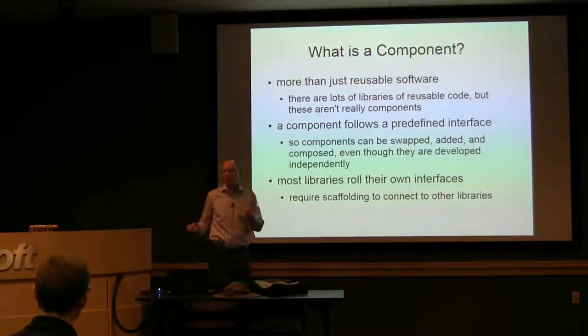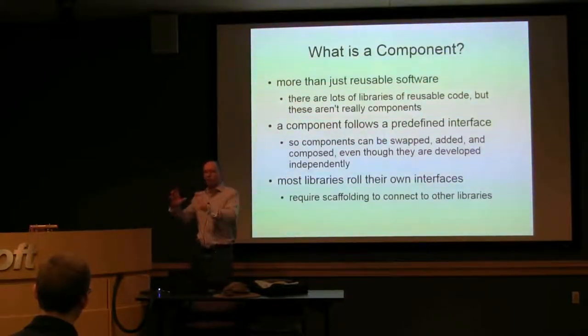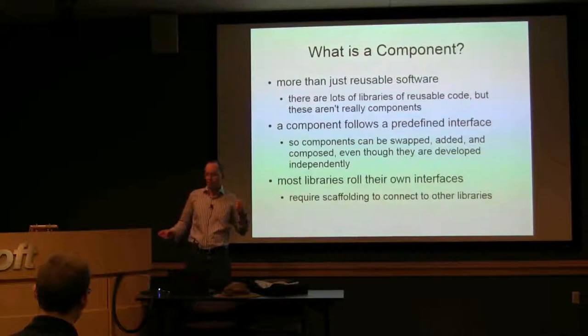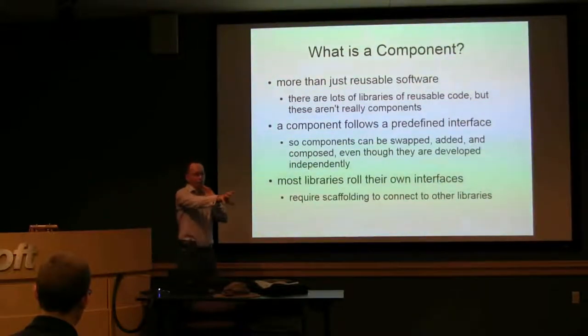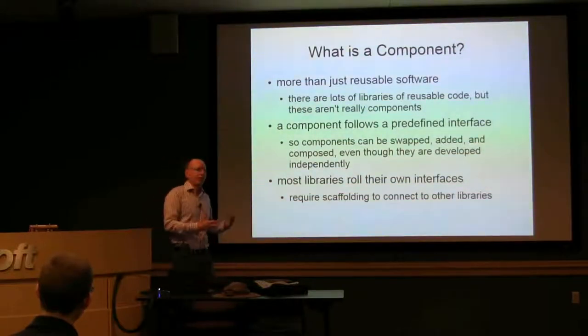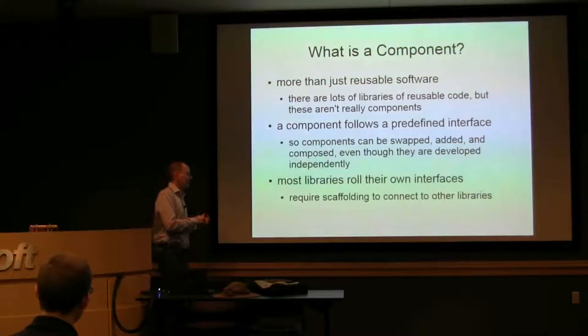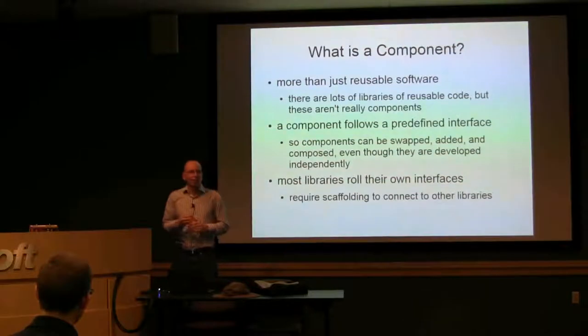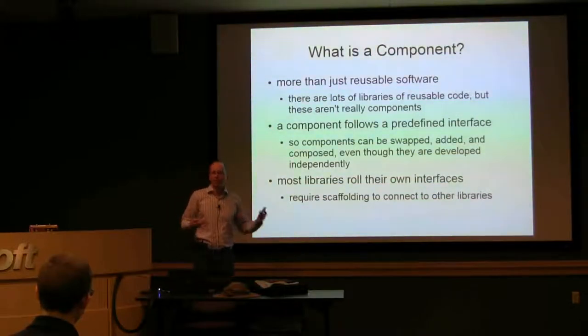A predefined interface means that people can independently code to that interface and then interchange things. So if I have a sort with a standard interface, I can pick a sort from company A or company B that conforms to that interface and reuse them. That would make that sort a component. And the problem with most libraries, particularly C libraries, is every one of them rolls their own interface. So if you're using multiple libraries, you wind up building a lot of scaffolding to connect the libraries together.